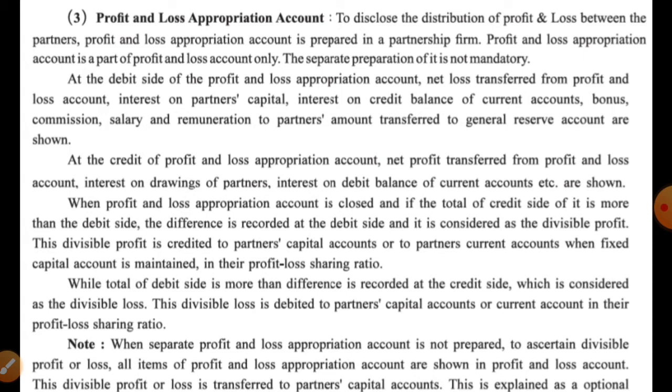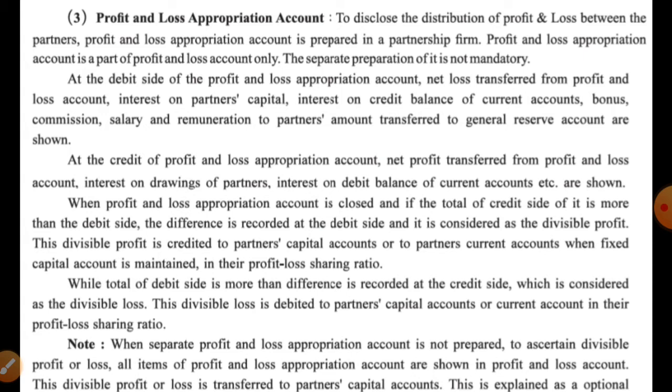Now, what kind of entries are recorded on the credit side of P&L appropriation? That is net profit transferred from profit and loss account, interest on drawings of partners, interest on debit balance of current account, etc. It means on the debit side, whatever is receivable by the partner, whether it is interest on partners' capital, interest on credit balance of current account, or any kind of bonus, commission, salary or remuneration, is recorded on the debit side. And on the credit side, interest on drawings and interest on debit balance of current account are shown.